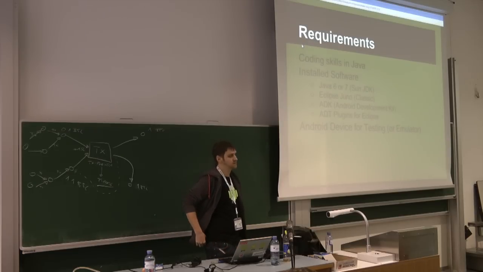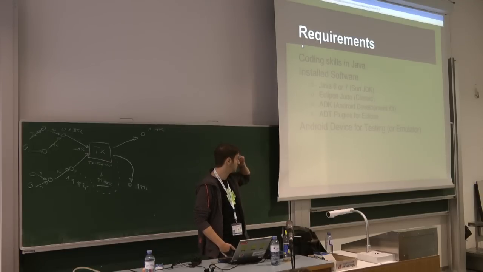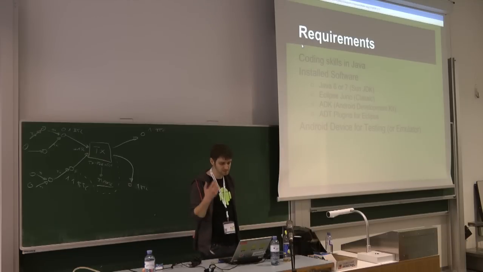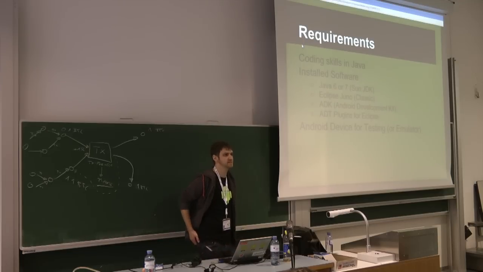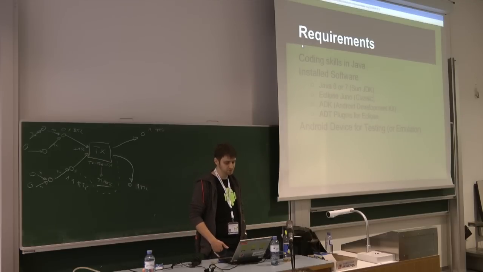The requirements for the workshop: you should code in Java. If you're using a computer, you should have already installed, or install now, the latest Java version, or better, JDK 6, which is preferred by Google. Also the latest Eclipse with the Java development tools, the Android development kit, which is downloadable from the android.com site, and the plugins for Eclipse. For testing the real app, we usually use real hardware devices, but you can also use the emulator, though the emulator is slow.